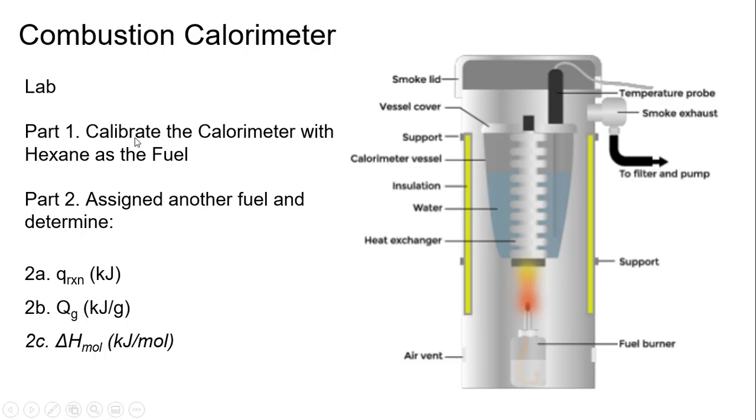So there's 2 parts to this lab, and it's the same for both parts. Nothing would change. You would calibrate the calorimeter with hexane as the fuel, and then you would determine certain values and use those values on part 2. And then the second part, you would all be assigned a different fuel, and then you would solve for these things, which is what I previously showed on one of the other slides. Make sure you know the units.